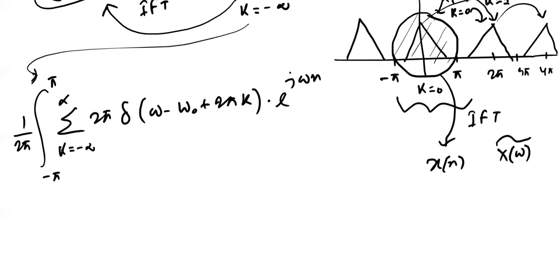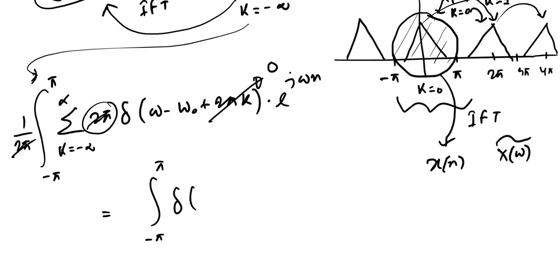And now if we elaborate, what is the value of k? K is 0, so we don't care about this term. As well as this is a constant, that's why it will cancel each other. So we can write it in this way. This is from minus pi to plus pi, and that is the limit for this value. So we have the delta, this is delta omega minus omega 0, and e to the power j omega n.